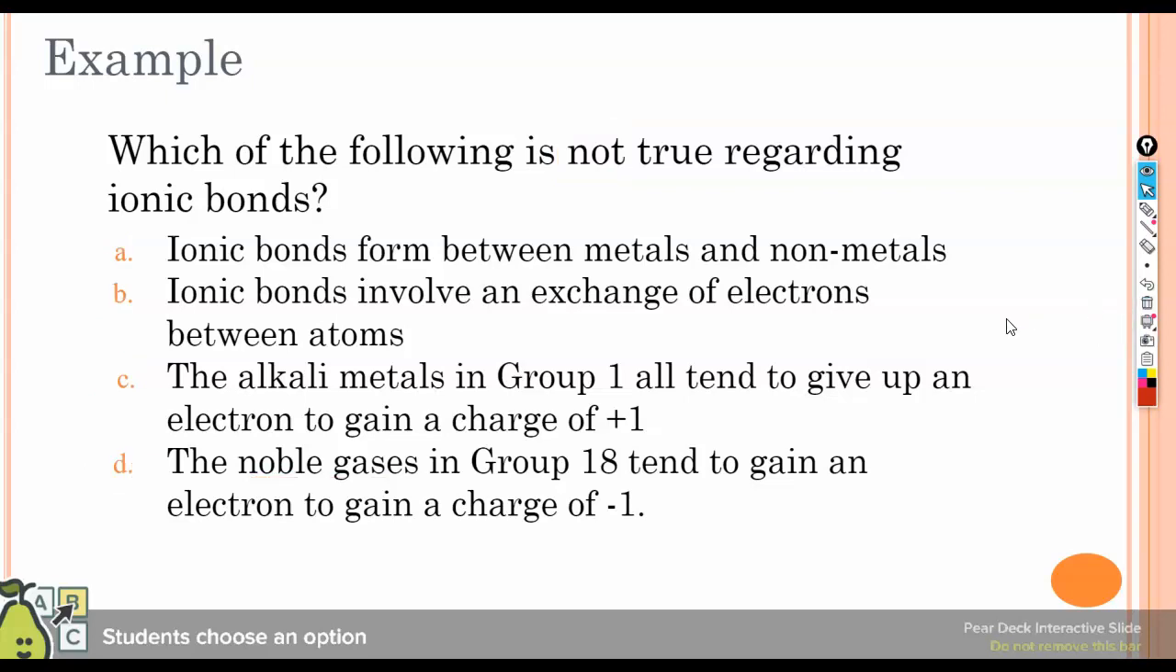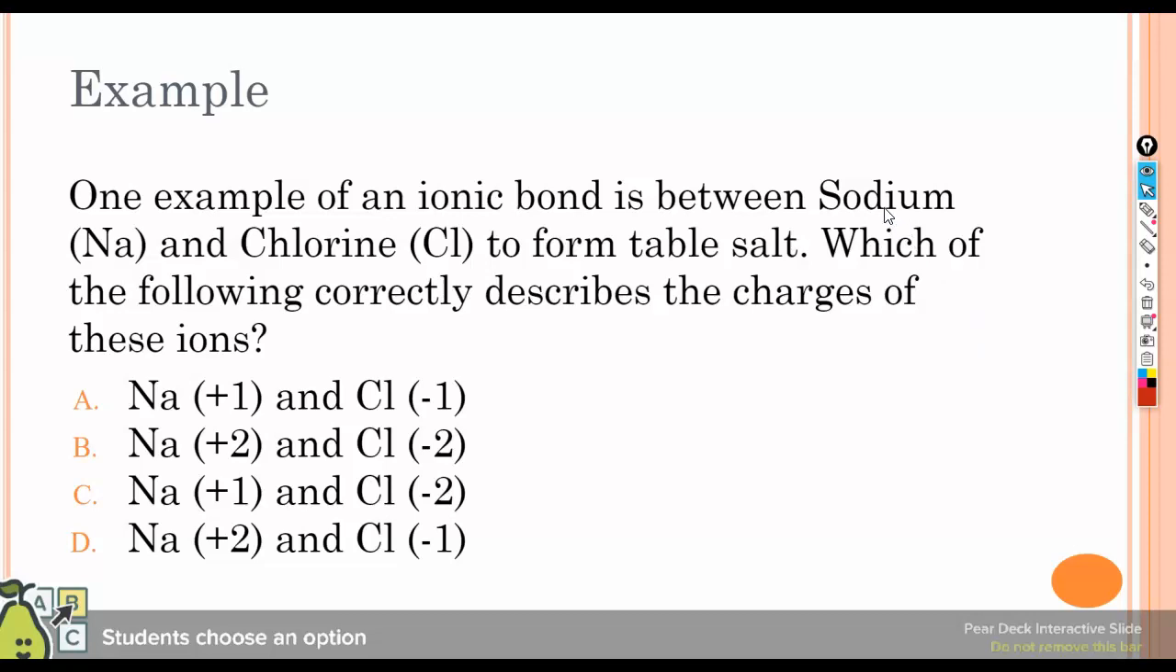All right, next question. One example of an ionic bond is between sodium, Na, and chlorine, Cl, to form table salt. Which of the following correctly describes the charges of these ions? So pause it here and try to answer that on your own.